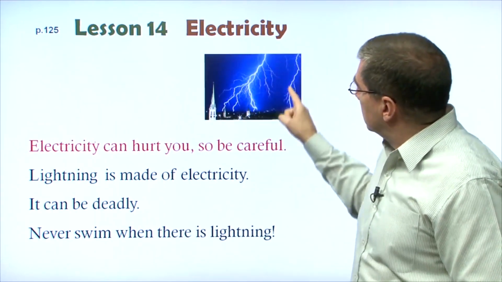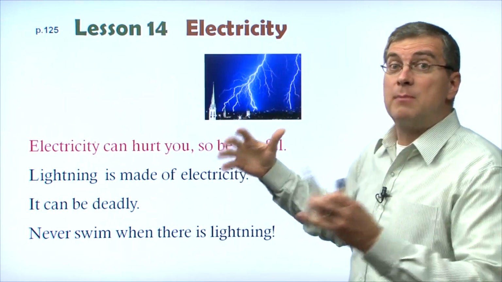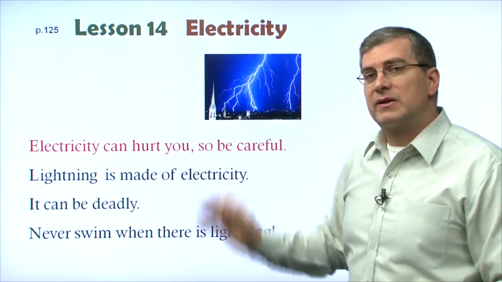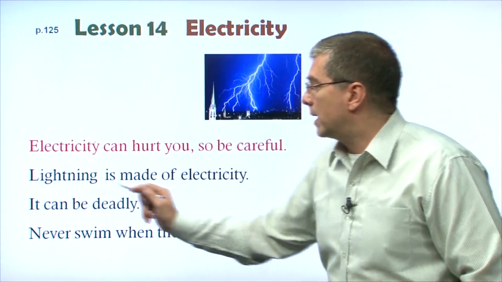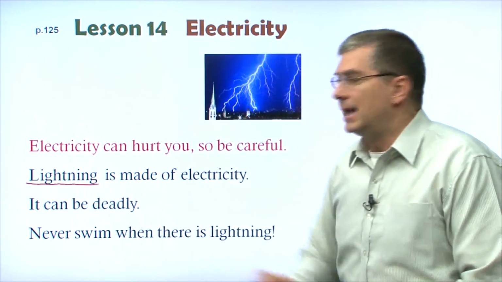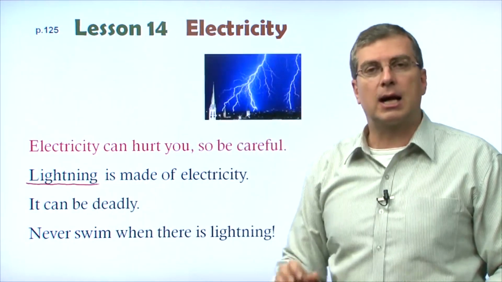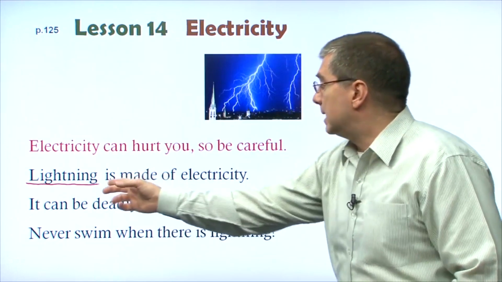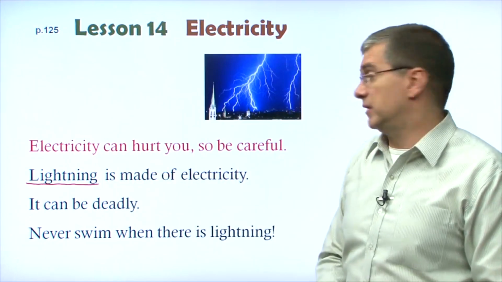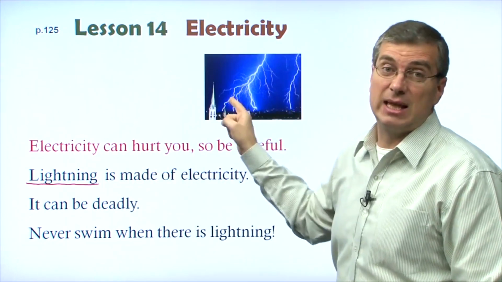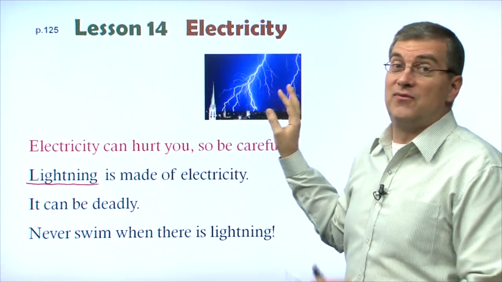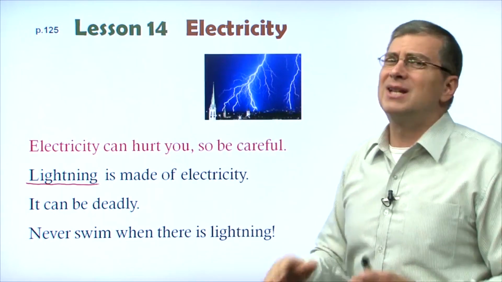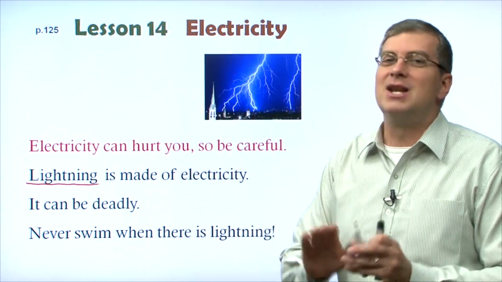What is this here? Wow, this is a very dramatic, very impressive picture. This, of course, is electricity. It's a special kind of electricity. We call it lightning. Lightning is electricity that comes from the sky during a storm. Lightning is made of electricity. It can be deadly, very dangerous.